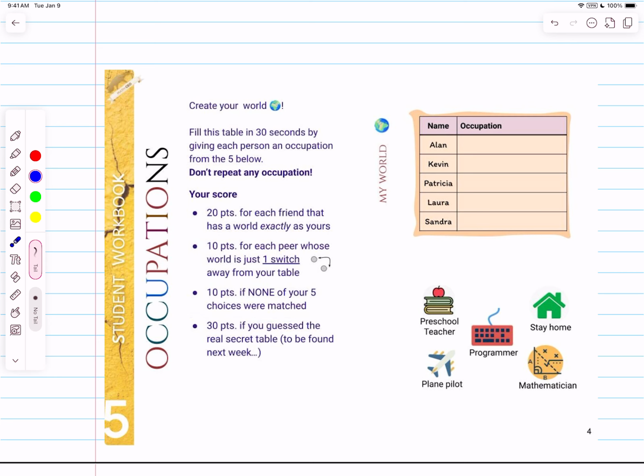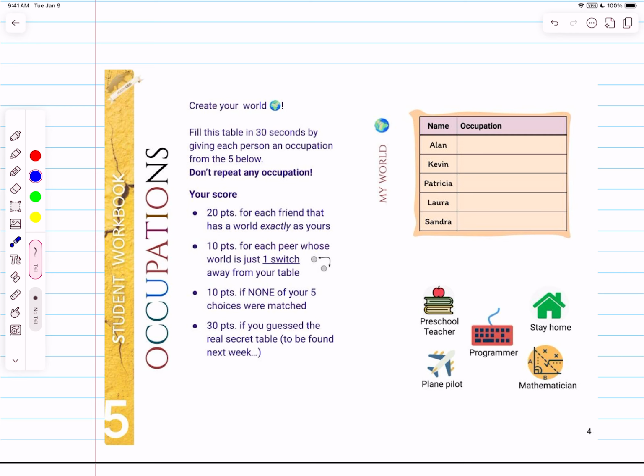They also get 10 points if none of the 5 choices were matched. So let's say someone said, Alan is preschool teacher and Kevin is programmer, and no one else put Alan as preschool teacher and no one else put Kevin as programmer. And they said Patricia is a plane pilot and no one else put that. They have to do that for all 5 of them. If none of the 5 choices were matched, they get 10 points. And then 30 points if they guess the real secret table, which they will reveal next week.